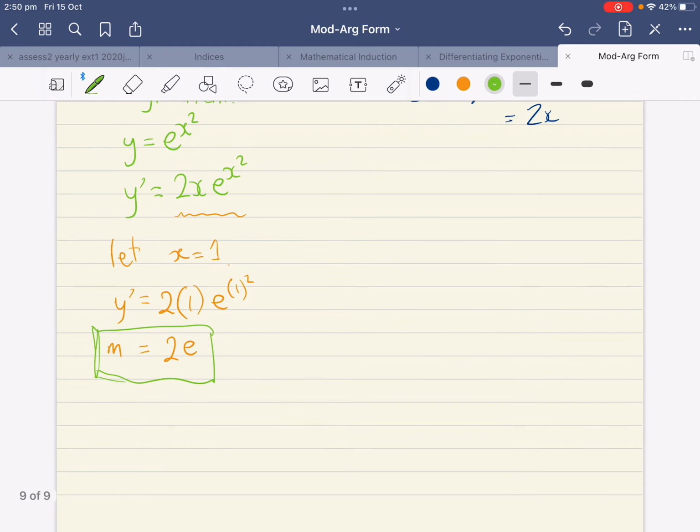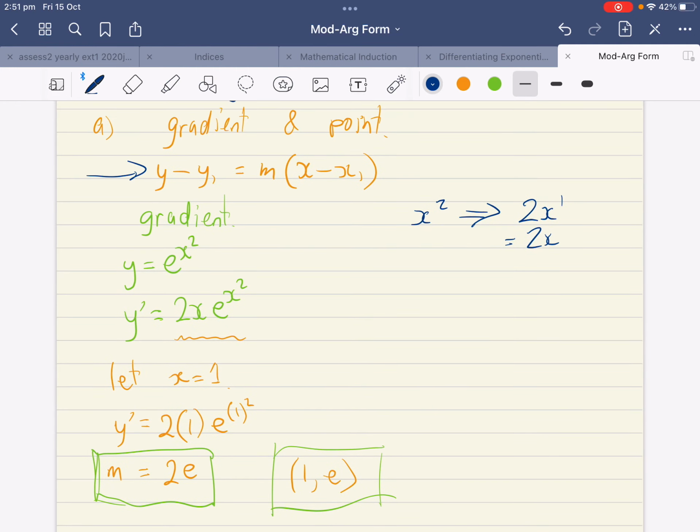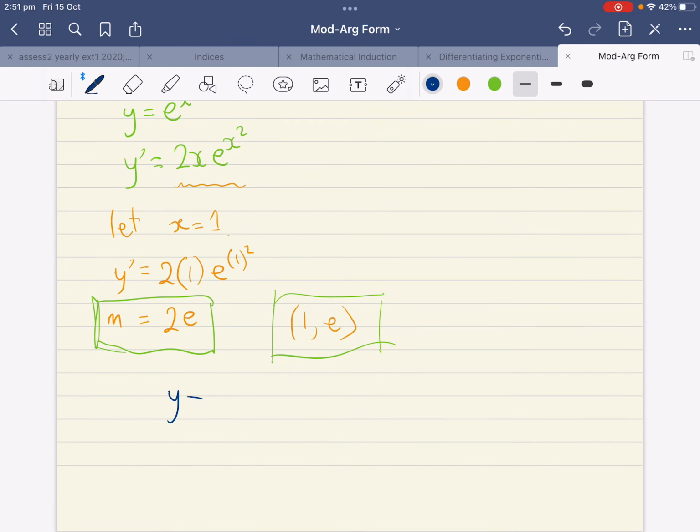So we know what the gradient is. We know what the point is. It was (1, e), that was given to us. Now, if we want to find the equation, again, we're going to sub these things into the point gradient formula. The point gradient formula is what we use to find the equation of lines. So it'll be y minus the y value, and that will be equal to the gradient outside of x minus the x value.